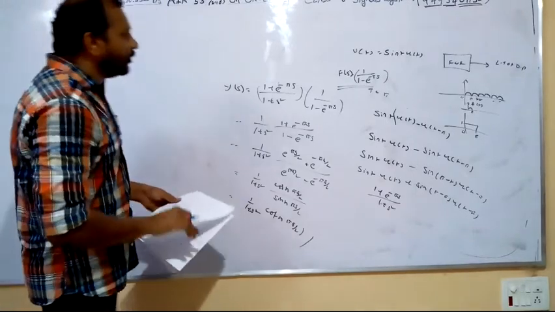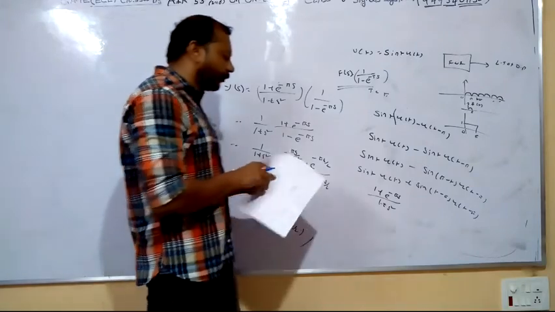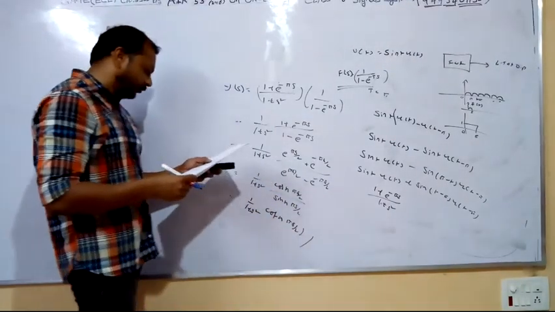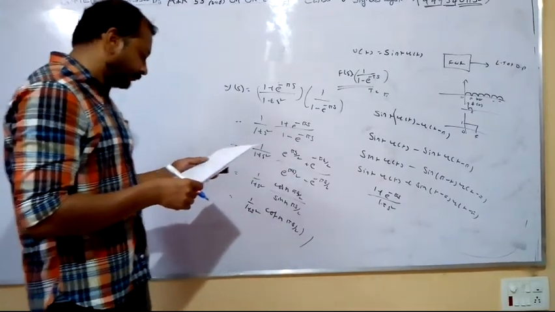Whatever the variable they ask you, you can calculate like this. Don't be confused. Full wave rectifier, half wave rectifier, whatever, everything you know. Right?